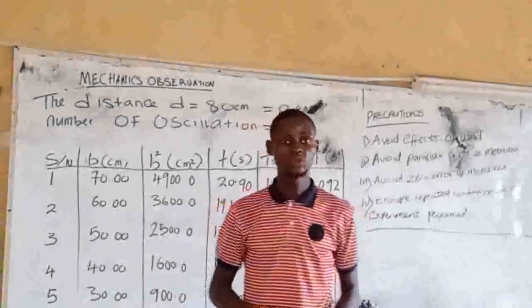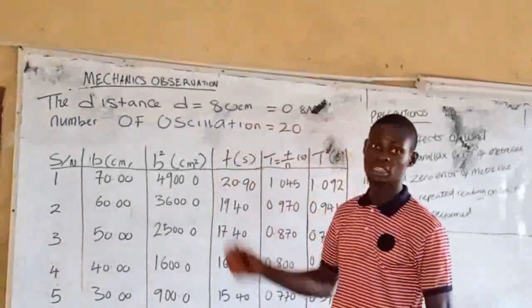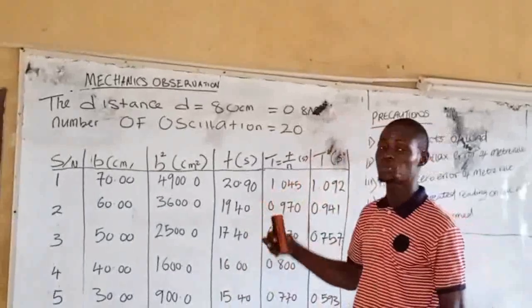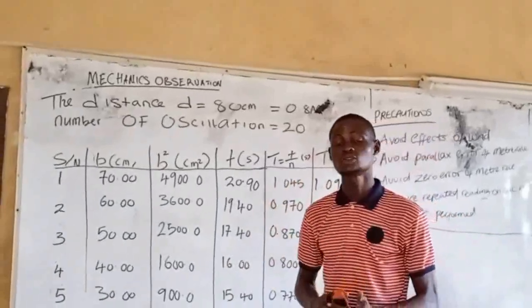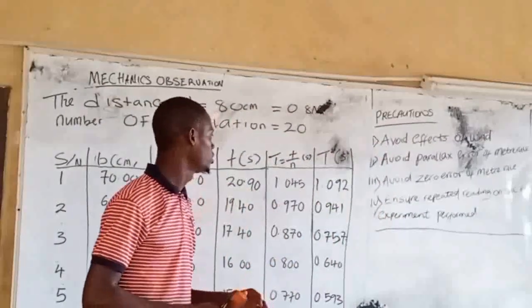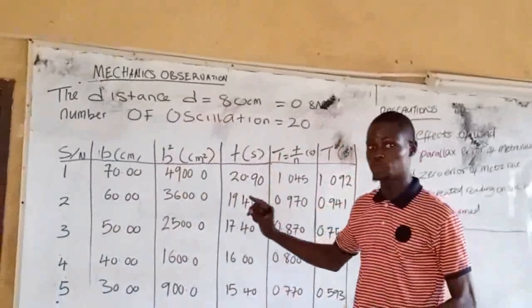In my previous video, we took a look at the practical on mechanics. Today we are going to be looking at how to plot the graph and how to calculate the slope of the graph given to us. Now, this is my table that is gotten from my previous experiment that was performed.